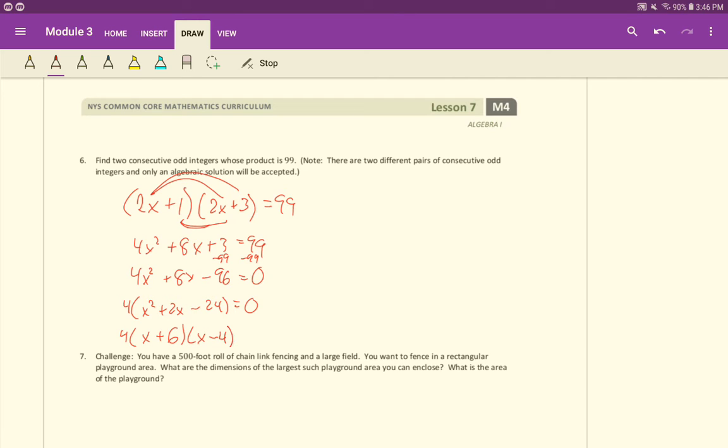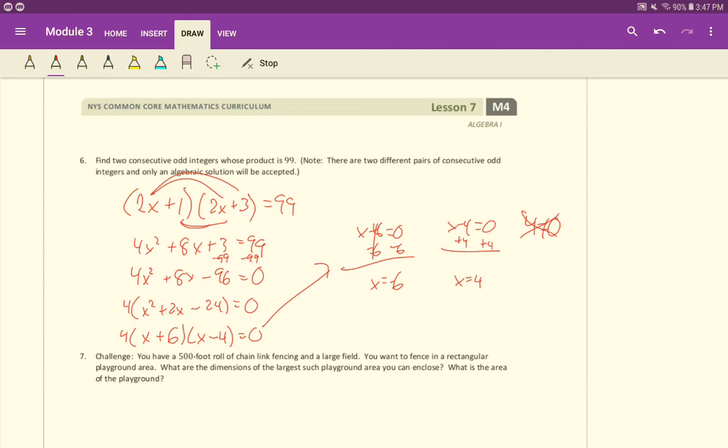X plus 6 and x minus 4. And so we end up with x plus 6 equals 0 and x minus 4 equals 0. Again, you could set that 4 equal to 0, but 4 never equals 0, so we wouldn't get any solutions from that 4 that's out front here. But we can with this x plus 6 and x minus 4. Subtract 6 on both sides, add 4 on both sides. We get x equals negative 6 and x equals positive 4.